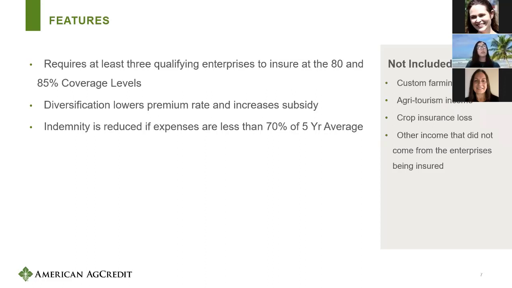Also to mention here, if you don't have at least 3 qualifying commodities, you can still have a whole farm policy, but the maximum revenue that you would be able to guarantee would be 75%.